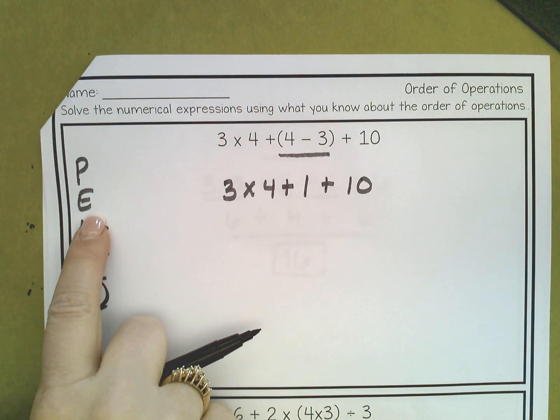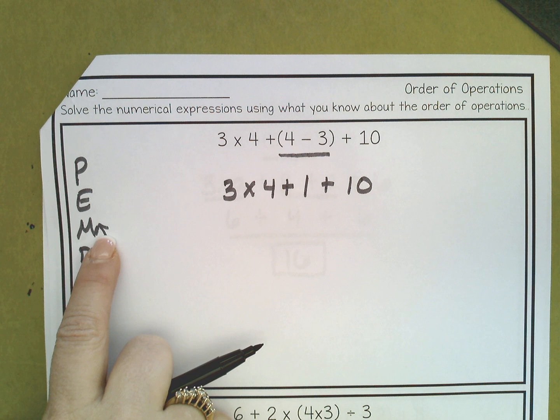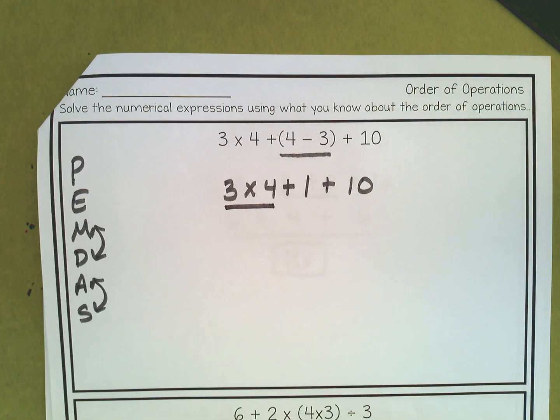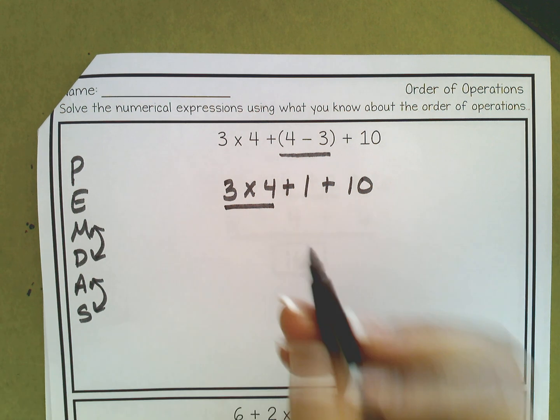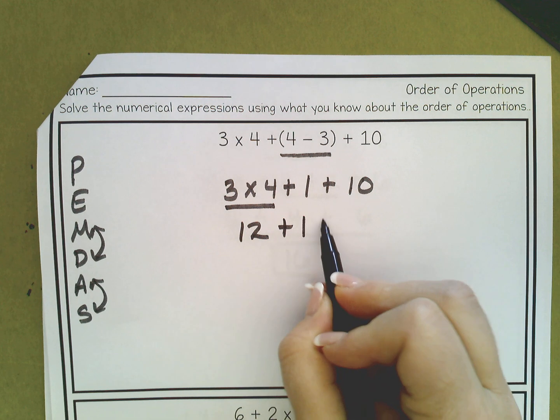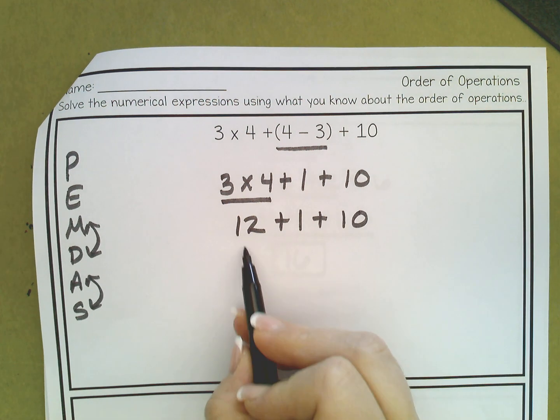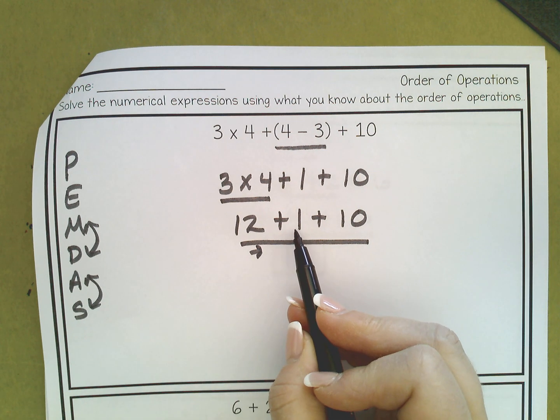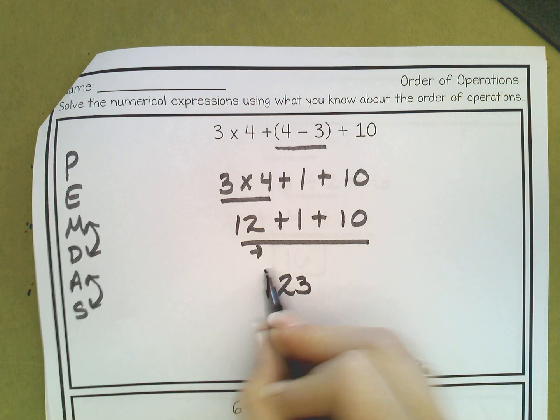Any exponents? Nope. Multiplication and division? Yes. We're going to do multiplication and division left to right. I'm only seeing multiplication, so this comes next. 3 times 4 is 12, plus 1, plus 10. Addition and subtraction: I'm only seeing addition. We're going to go left to right. 12 plus 1 is 13. 13 plus 10 is 23. It's the final answer.